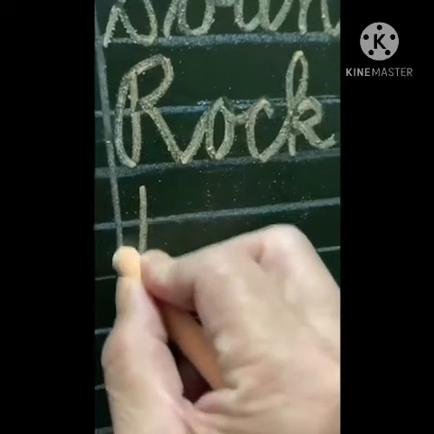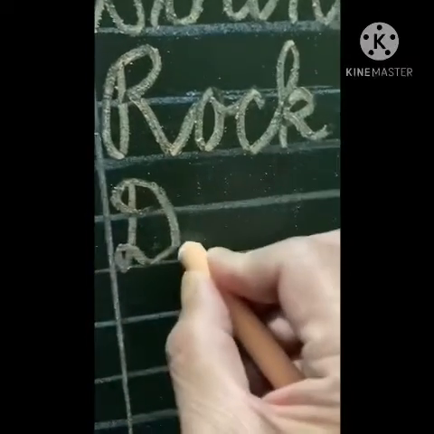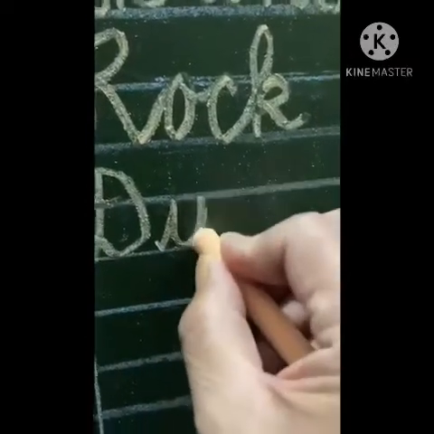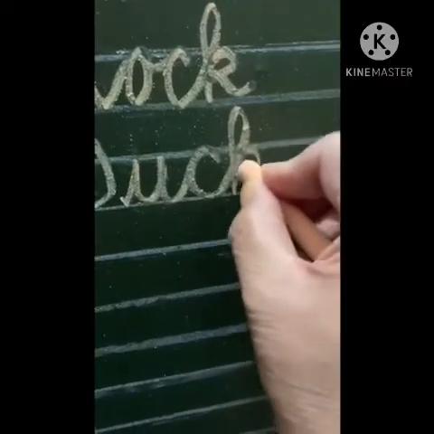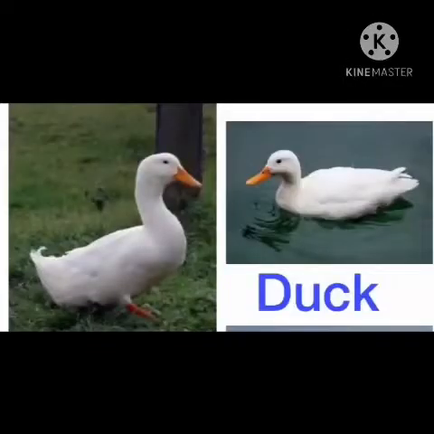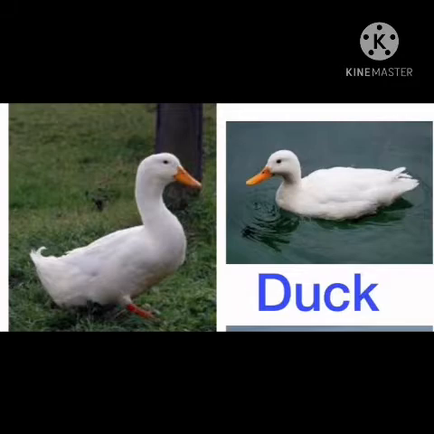This is starting with D sound. D-U-C-K, duck. This is the picture of a duck. It lives on land as well as in water.